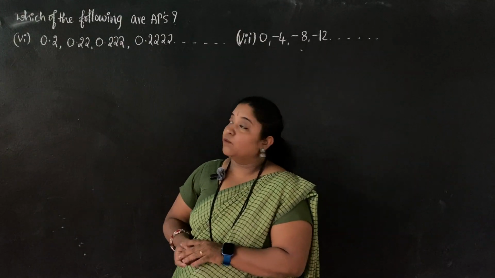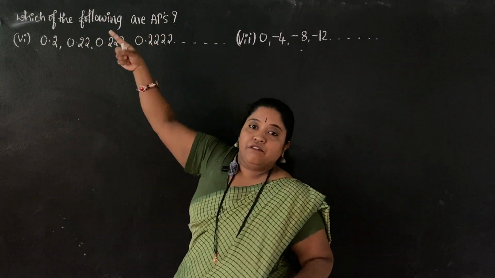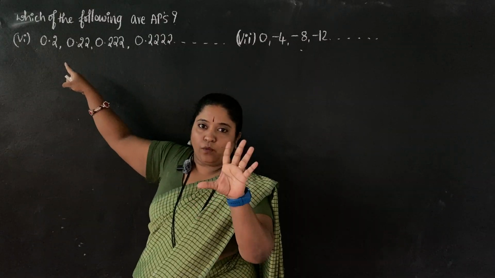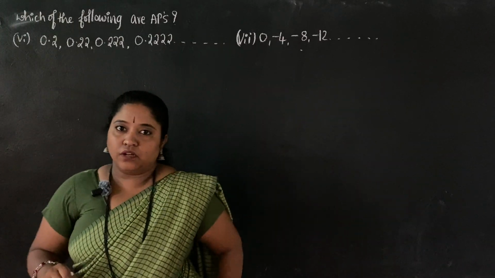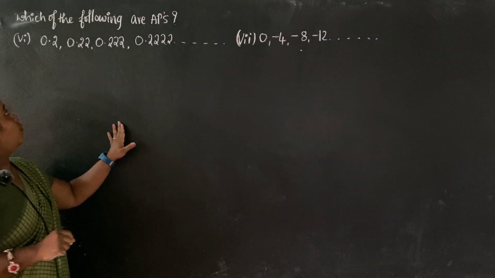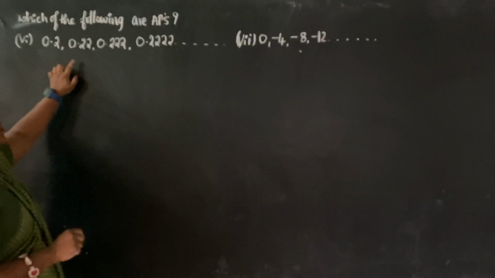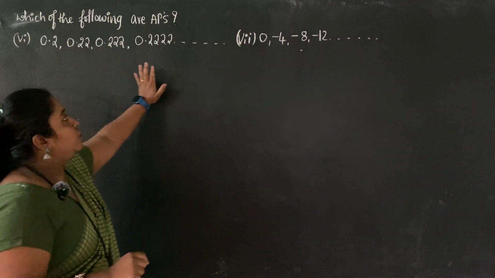In the last class I was talking about which of the following are APs. If they are AP, find the next few terms. In that I have already done 5 questions. Now this is the 6th question. We'll solve all the questions on the board. Now, the 6th question is the AP they have given as 0.2, 0.22, 0.222, 0.2222.